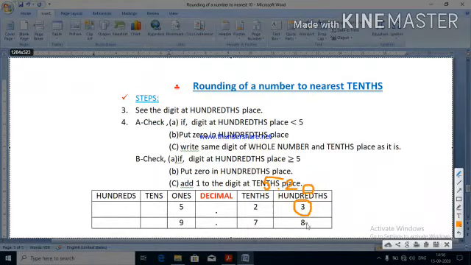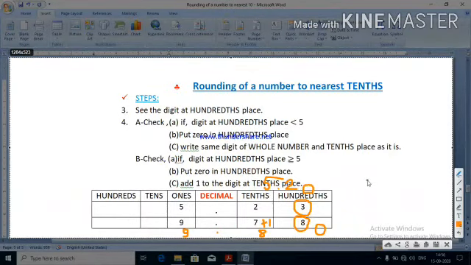Now at the hundredths place, here 8, which is greater than 5, you have to put 0 here. You have to add 1 to 7 at the tenths place. So 7 plus 1, which is 8, and here is the decimal, and write the number 9 as it is, that is the whole number part as it is. So your answer is 9.80.